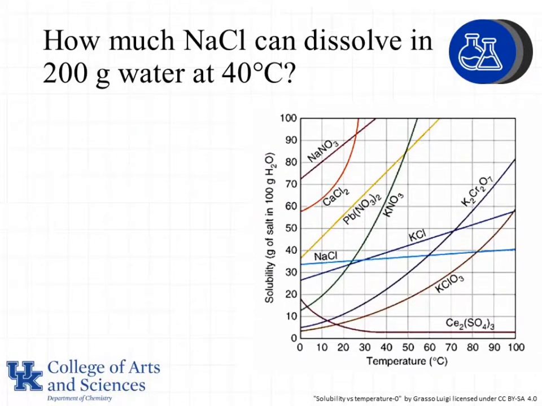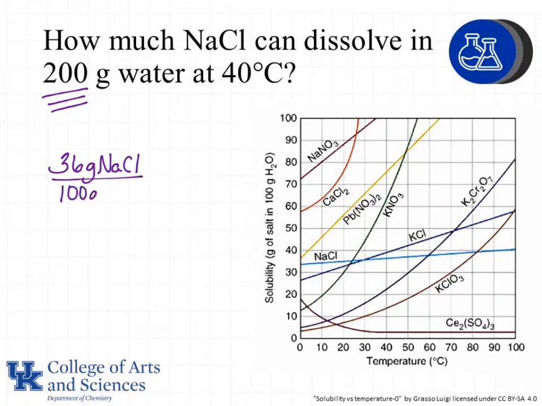How much NaCl can dissolve in 200 grams of water at 40 degrees Celsius? As before, we are looking at NaCl at 40 degrees Celsius, only this time we're looking at 200 grams of water. We know that 36 grams of NaCl will dissolve in 100 grams of water, but we have 200 grams of water, so we need to set up a proportion.